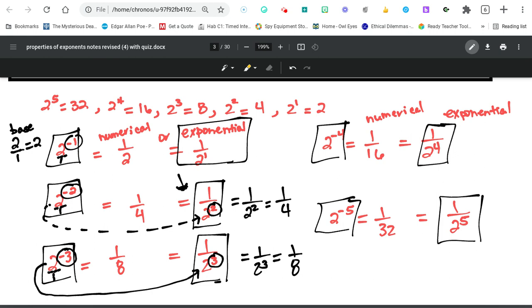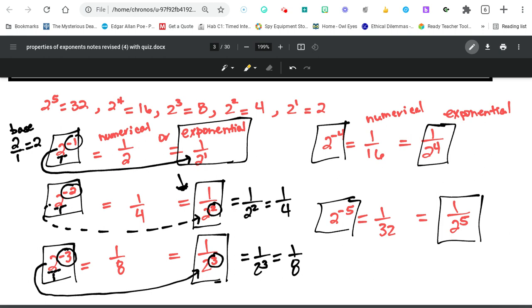So what I'm trying to show you guys is when you have a negative exponent, a base raised to a negative exponent, that base moves from the numerator to the denominator, and the exponent changes and becomes positive.